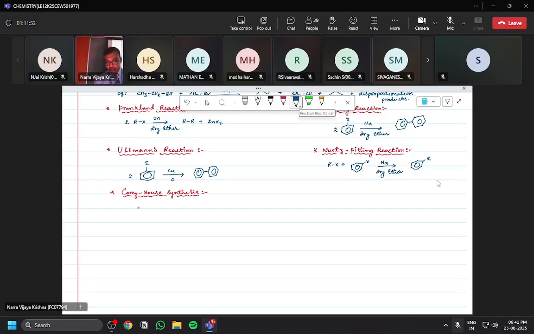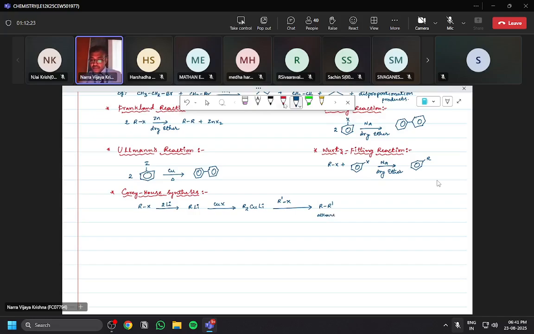I am taking RX. When heated with lithium, then you will get RLi. This RLi is allowed to react with copper halide. Then you will get R2CuLi. This, when allowed to react with R'X, then you will get R'R, an alkane.